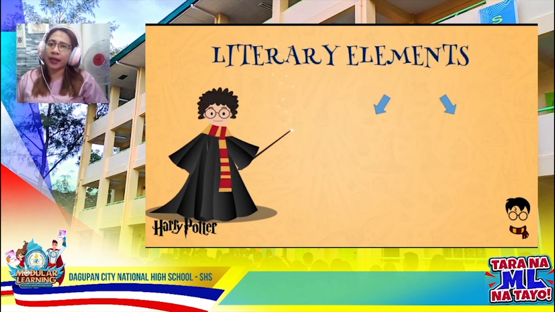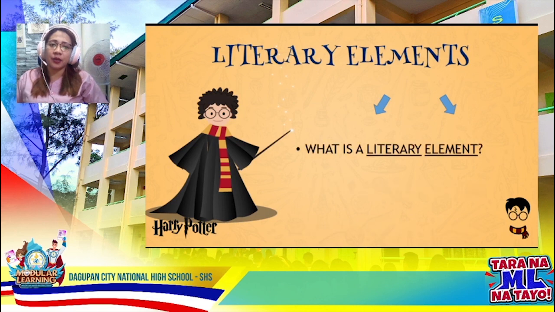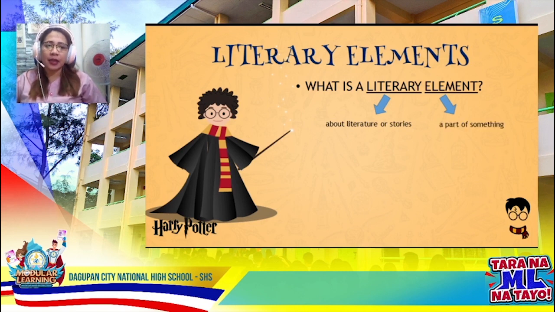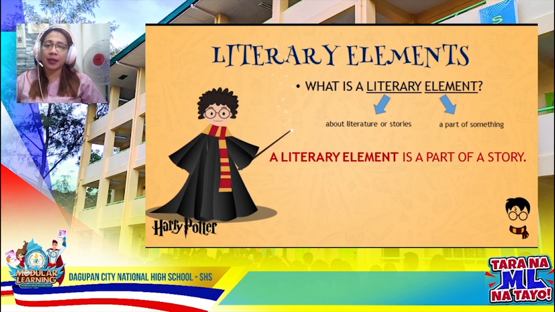Now, literary elements. The main question here is, what is a literary element? Let us try to define literary elements by using these two words, literary and element. What do we mean when we say literary? When we say literary, this is anything about literature or stories. On the other hand, when I say element, this is a part of something. Combining these two, we can say that a literary element is a part of a story.